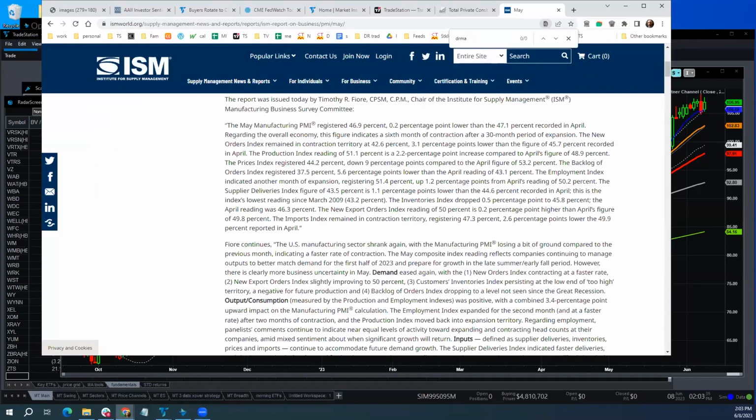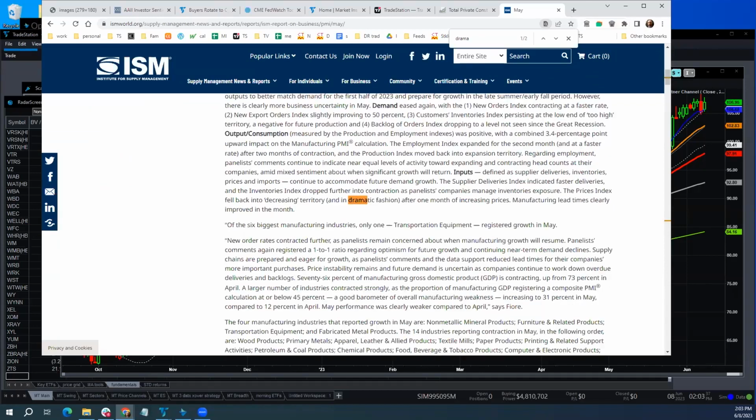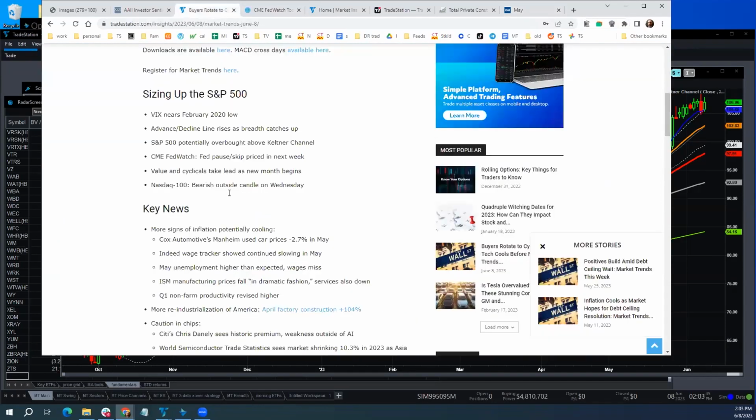Dramatic was the word. Look at this: the prices index fell back into decreasing territory and in dramatic fashion. Okay, that's kind of interesting. And then we saw also productivity was revised higher for Q1. When productivity is revised higher, that means that inflation is less.